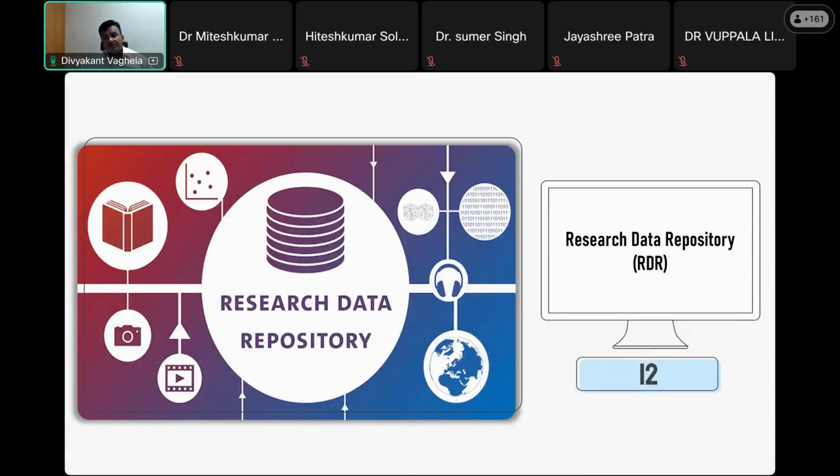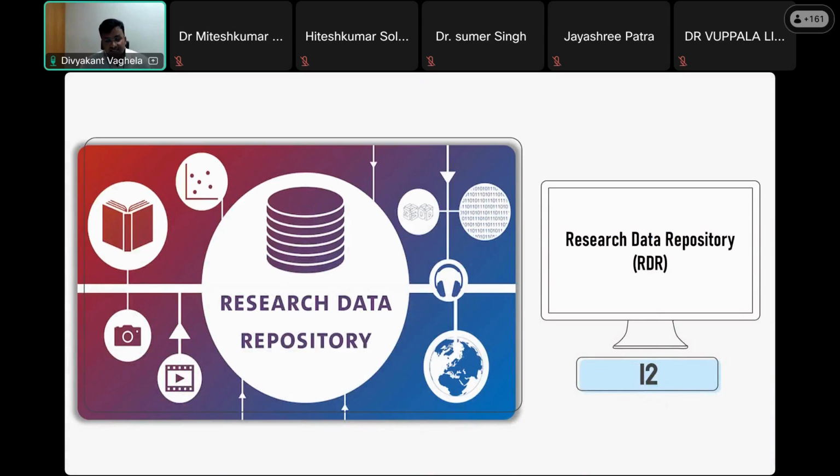Now, coming to the research data repository. Up to this point we covered research data, open data, and research data management. Now once the data has been managed and created, where do we host our data, where do we keep our data? For that, the research data repository comes into the picture.